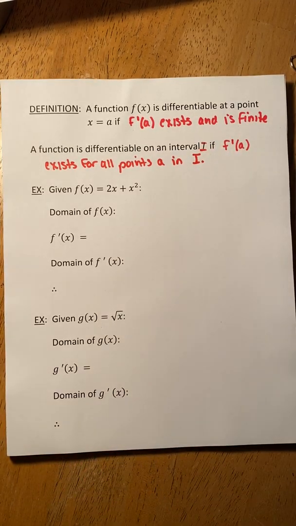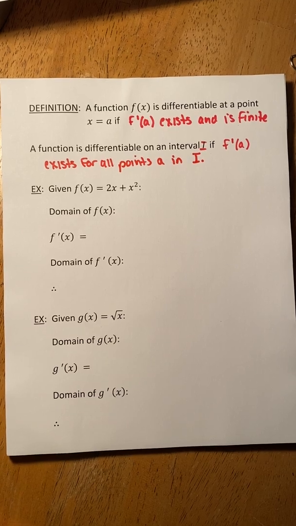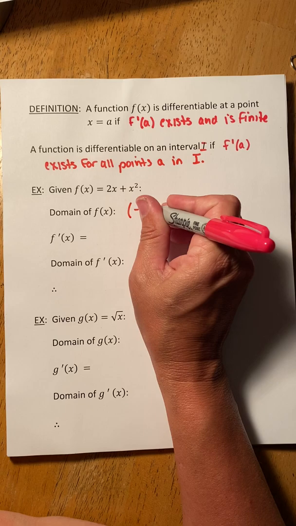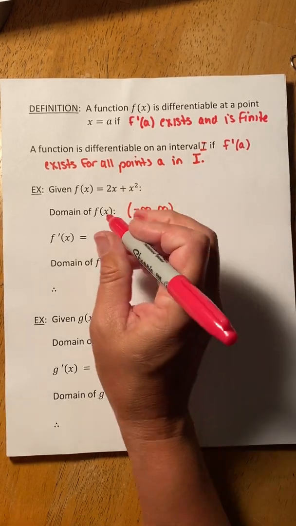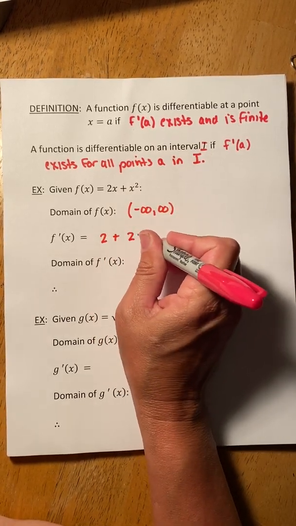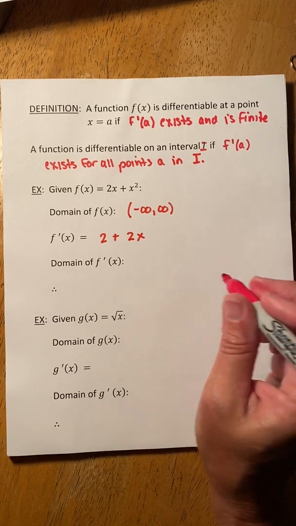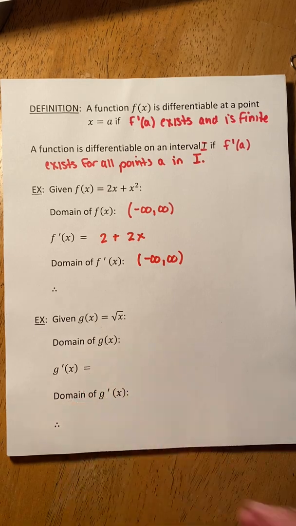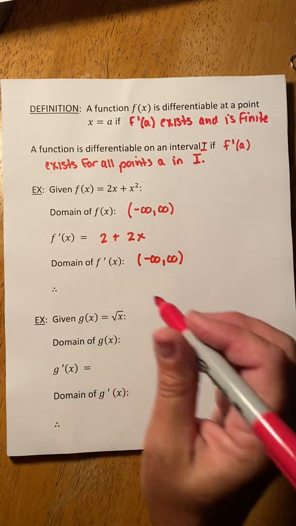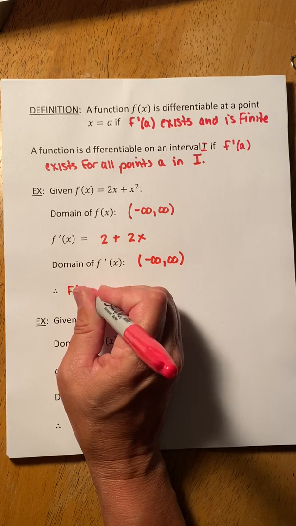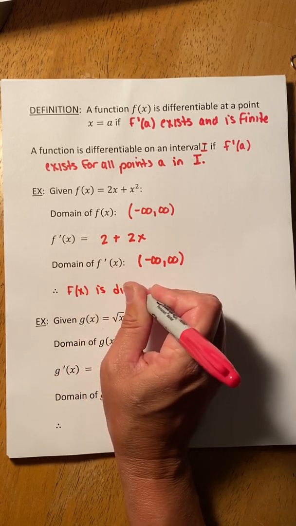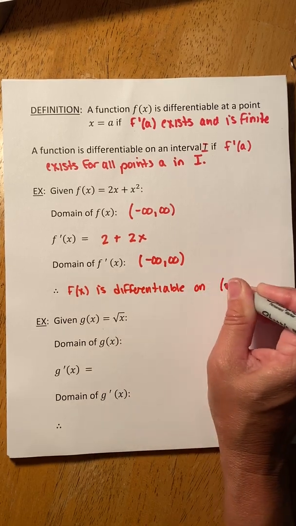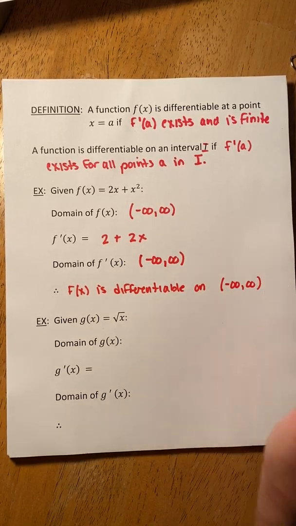So given 2x plus x squared, the domain of this function, well, it's a polynomial, it's all real numbers. The derivative is 2 plus 2x, right? And the derivative is also a polynomial, so its domain is negative infinity to infinity. Therefore, we say f of x is differentiable on negative infinity to infinity.